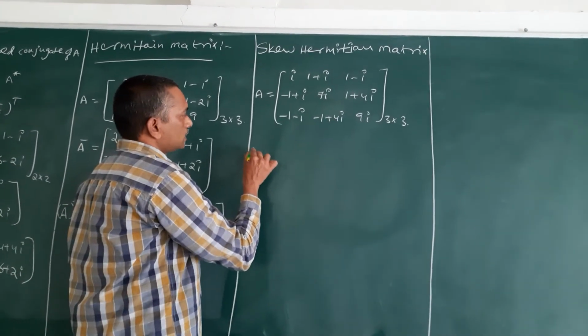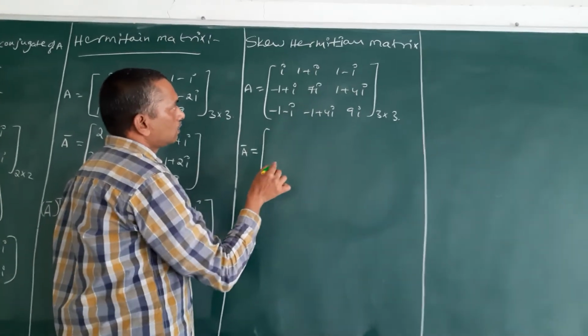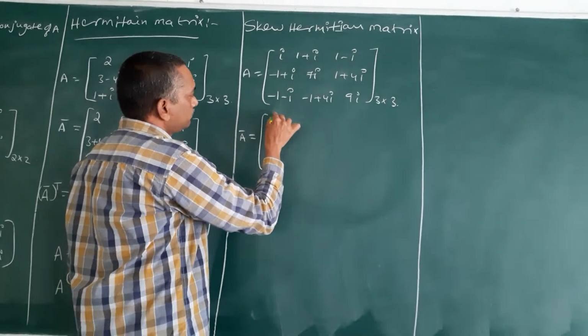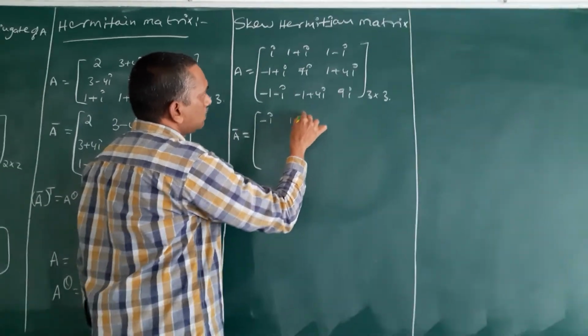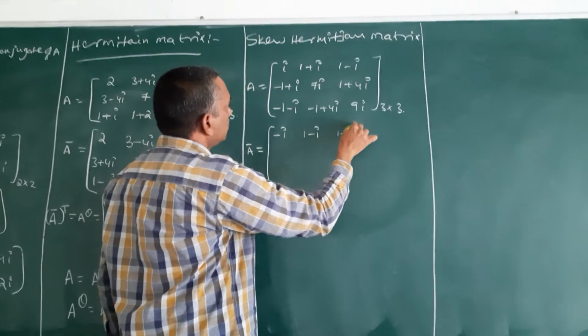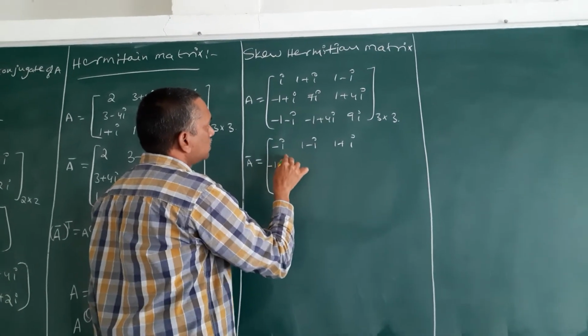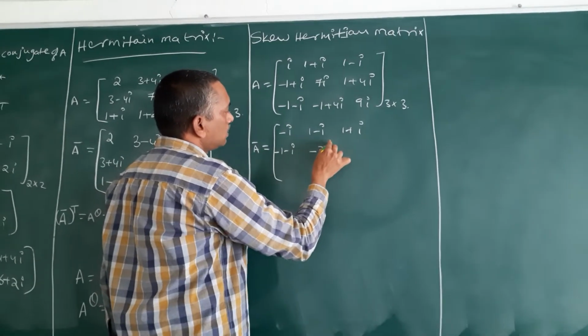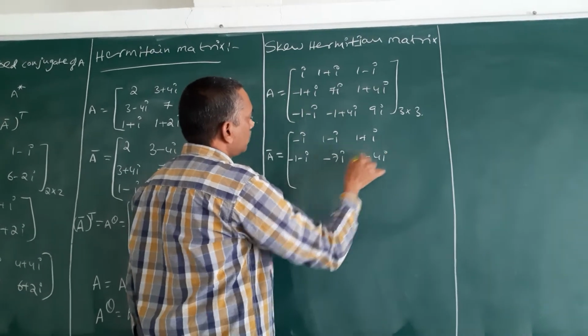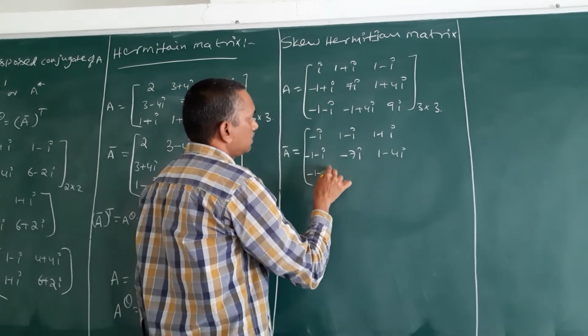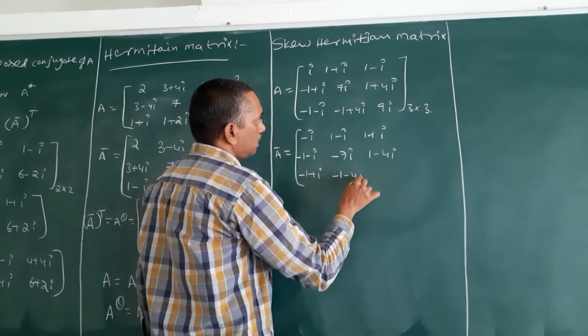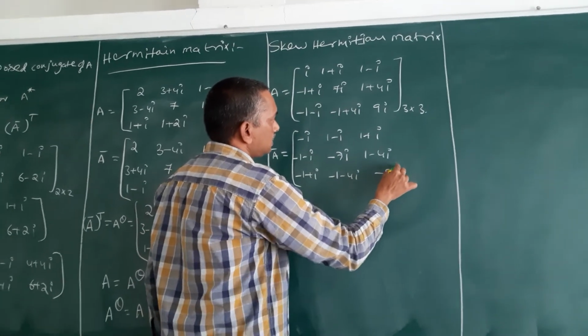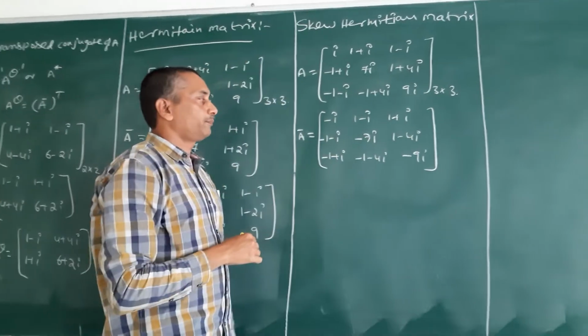Conjugate of A equal to what is it? Conjugate of A equal to minus i, 1 minus i, 1 plus i; minus 1 minus i, minus 7i, 1 minus 4i; minus 1 plus i, minus 1 minus 4i, minus 9i. This is the conjugate of A.